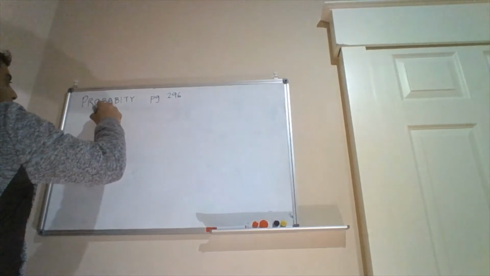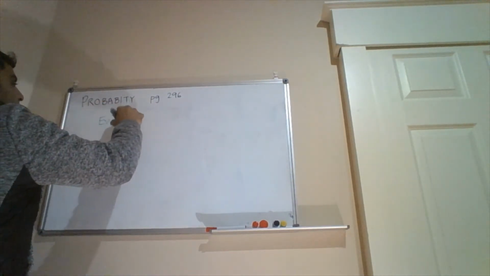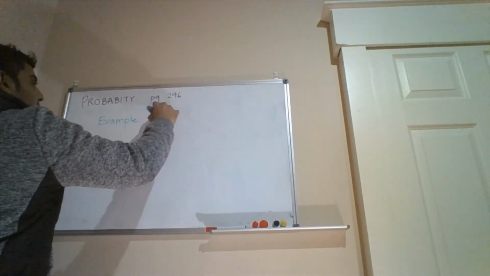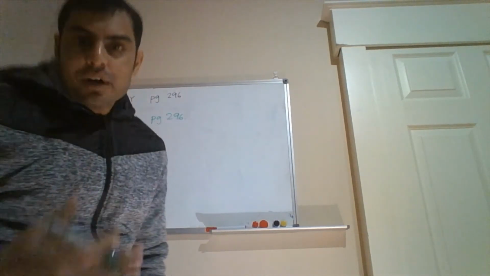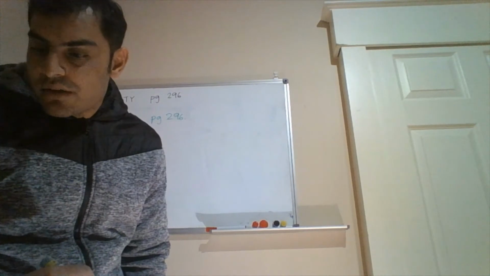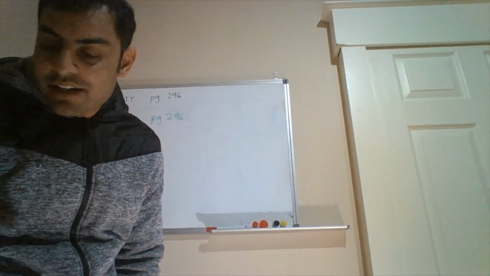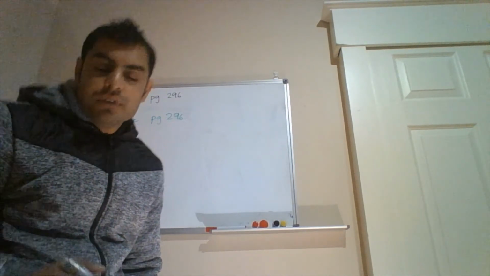Next up, I want to go through the two worked examples on page 296 and 297. For the worked example on page 296, we have a problem that asks, what is the probability of getting an even number when you roll a dice?